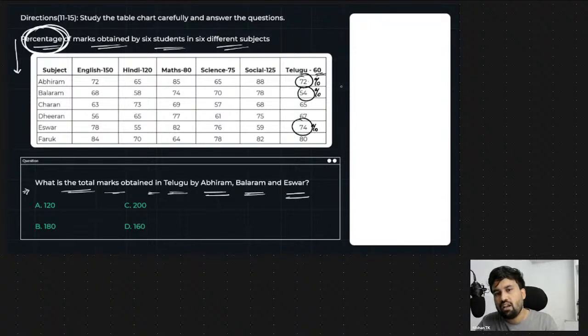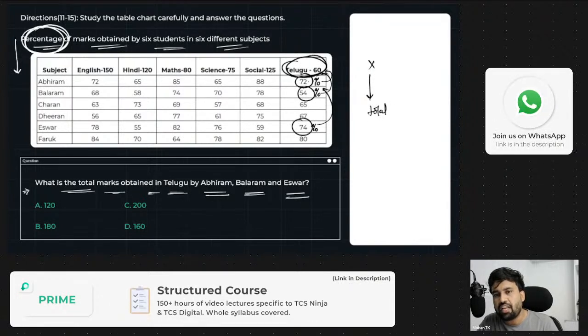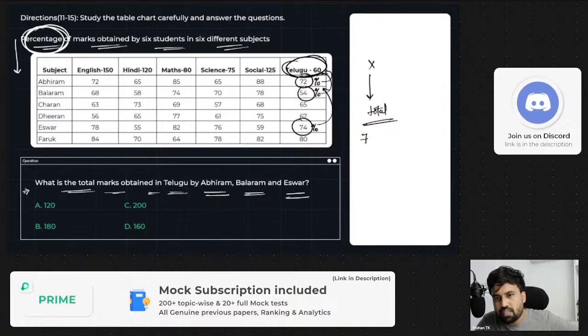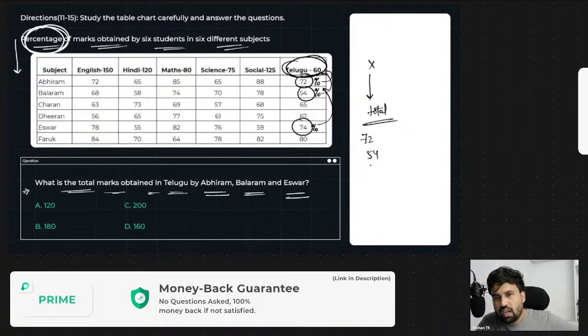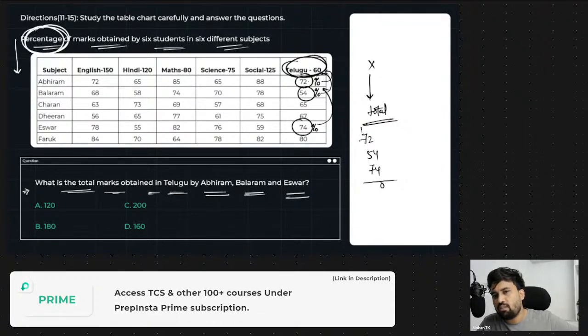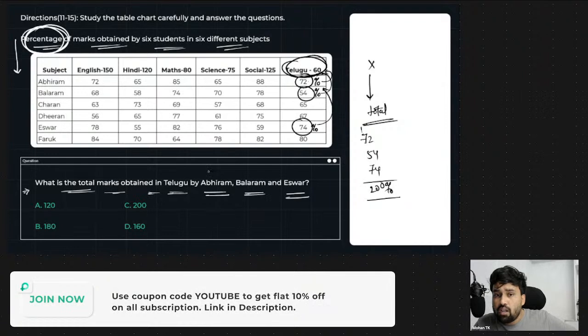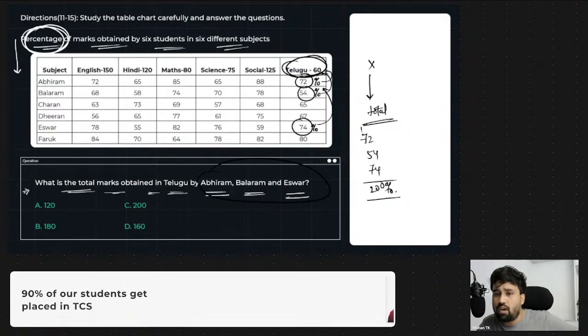Remember guys, all got the marks in Telugu, right? So you don't have to find 72% of the value, 54% of the value, and 74% of the value, and add them. It's a wrong approach. Don't calculate individual values. Calculate the total marks obtained by 3 people first. So 72%, 54% and 74%. If you add 4 plus 4, 8, 8 plus 2 is 10, and 1. Here 7 plus 7, 14, 14 and 6, 20. So 200%. So overall, these 3 people got 200% marks.